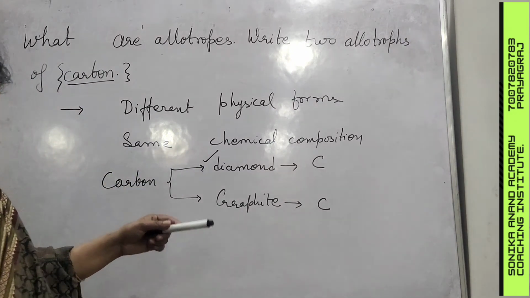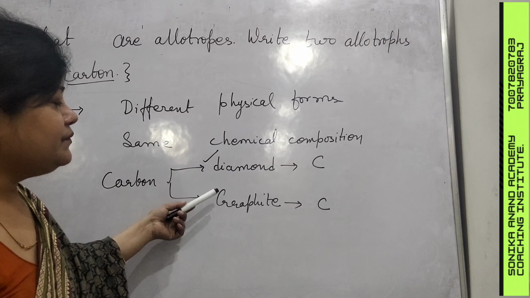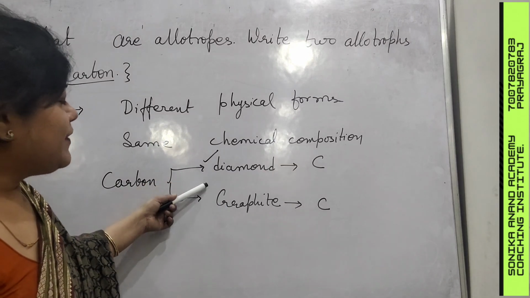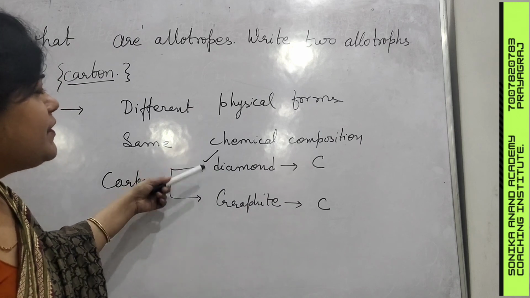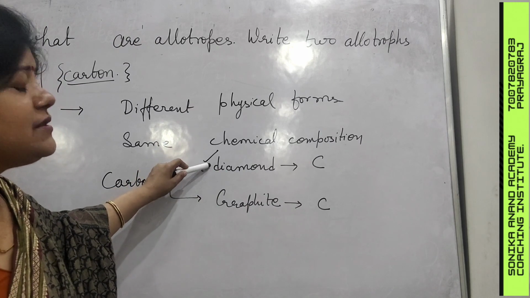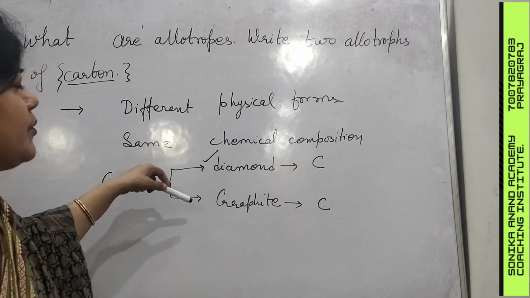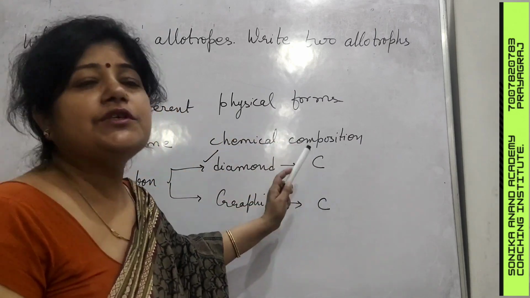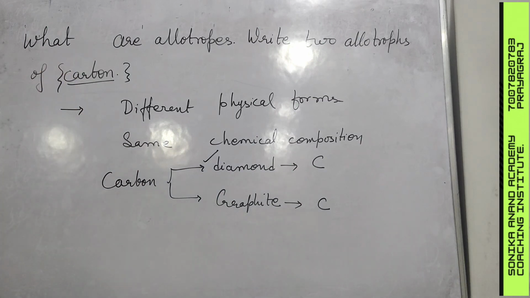And graphite is black in color, which we use in pencils. That is, the lead of the pencil is graphite. Graphite is soft, and diamond is the hardest. So they have different physical forms. That one is colorless and shiny, and that is black in color. So they have different physical properties, but their chemical composition is the same. Then these compounds are termed allotropes.